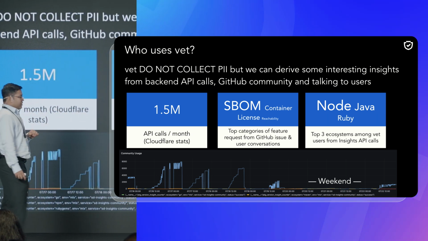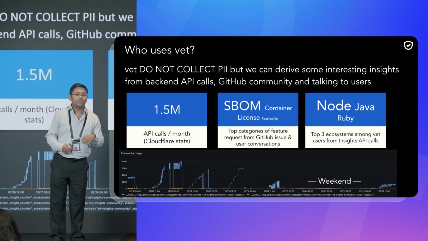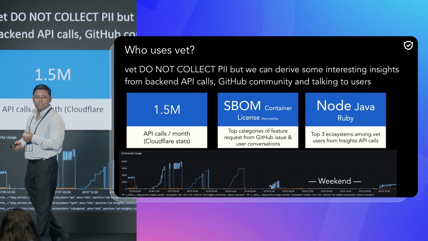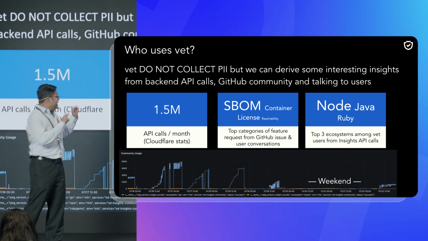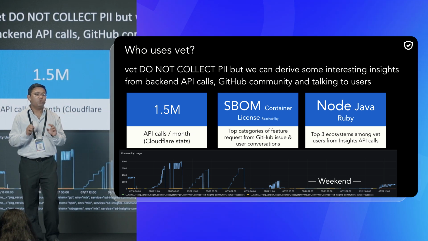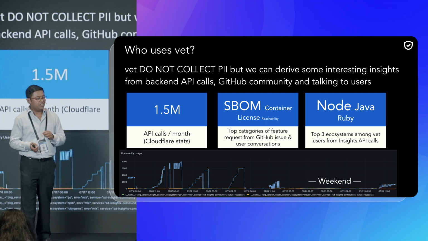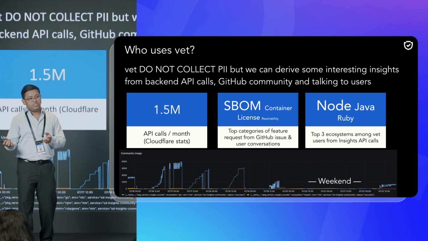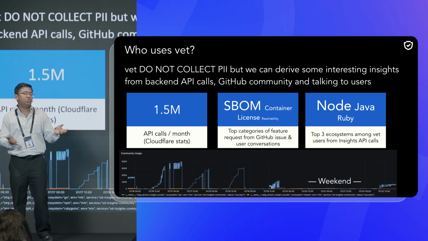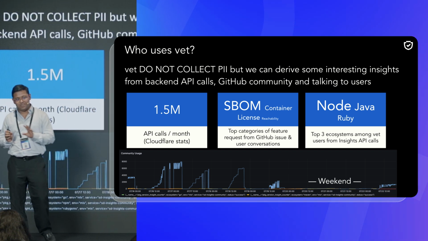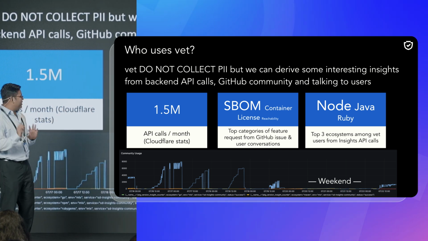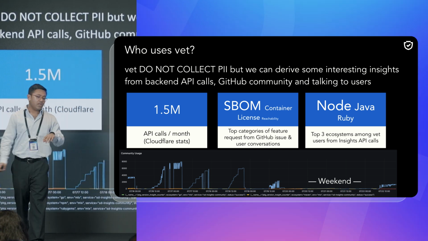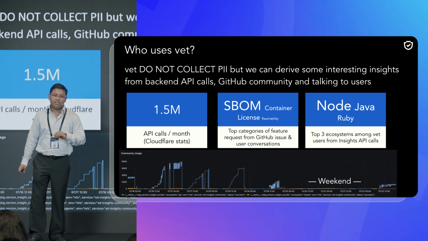Among the feature requests in GitHub issues, as well as more importantly, talking to the users, no surprise there, SBOM is the most popular topic. People ask, do you scan SBOM? What should I do with SBOM? Can you generate SBOM? Where to store SBOM? A lot of questions. I don't really have answers, but yeah, that's a stat. A lot of ask on the SBOM side.